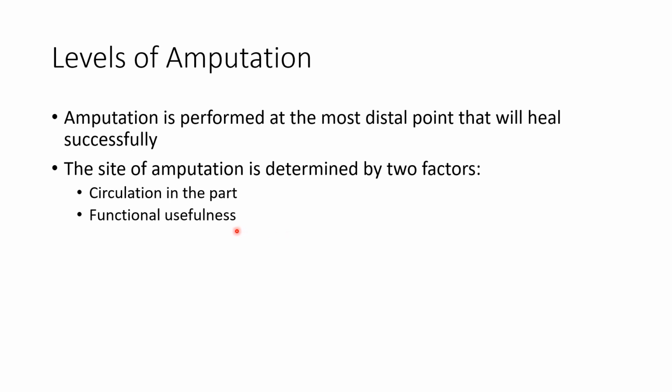And then the functional usefulness, that's what I was talking about. Can we put in a prosthetic device if needed, right? Can we put in a prosthesis if needed? If the amputation is due to a tumor or something more aggressive like that, maybe the excision is going to be that much bigger.